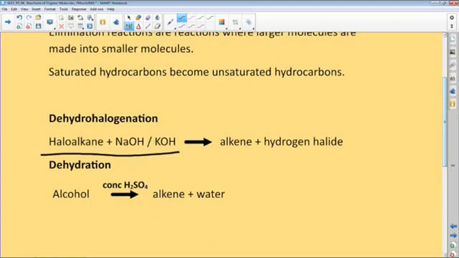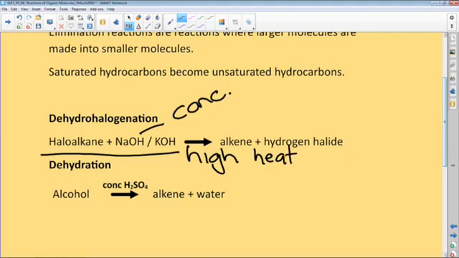The conditions are really important. Number 1, that must be concentrated. And number 2, this must be what we call a high heat. It's got to be very hot. It takes a lot more energy to do an elimination reaction.